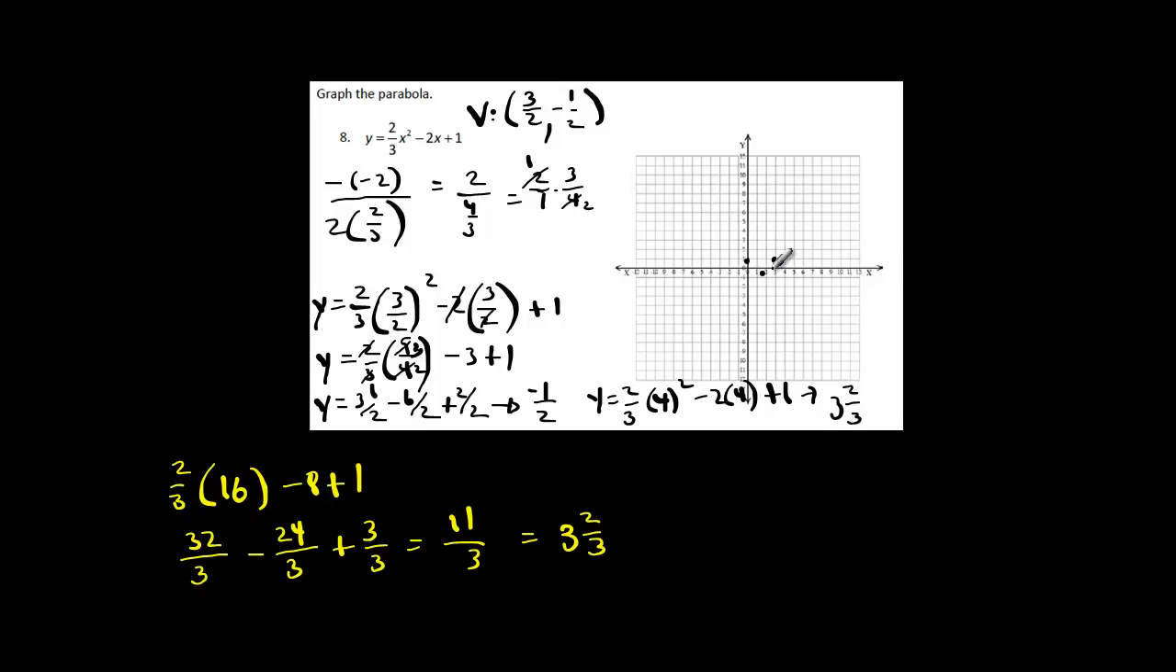So when x is 4, we're going to go up 3 2/3. So that is 1 unit to the right of this. So it's going to be 1 unit to the left of that. So we'll have a point roughly there. So we can use, that's an awful graph. Let me do that one more time.